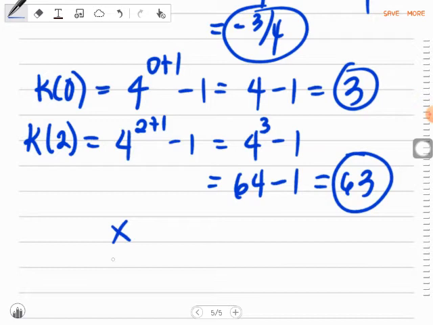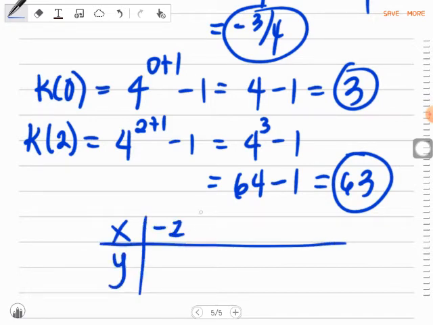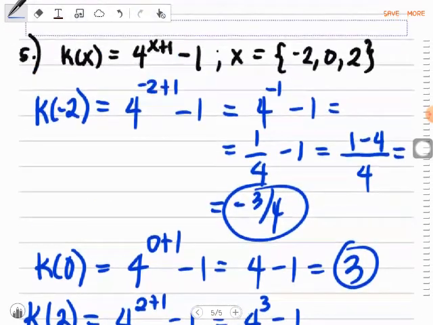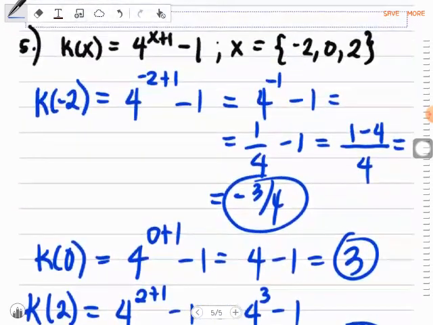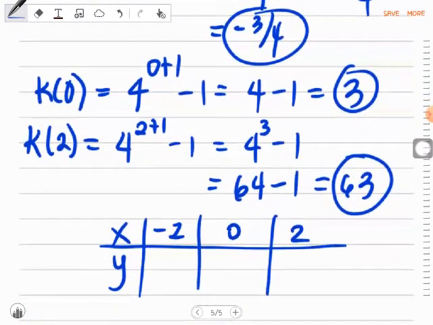So if we will represent this into a table form, that's negative 2, 0, and 2, what's the value of y if x is negative 2? Negative 3/4, right? And then if x is 0, 3, and if x is 2, 63. Alright, so that's all about evaluating exponential function.